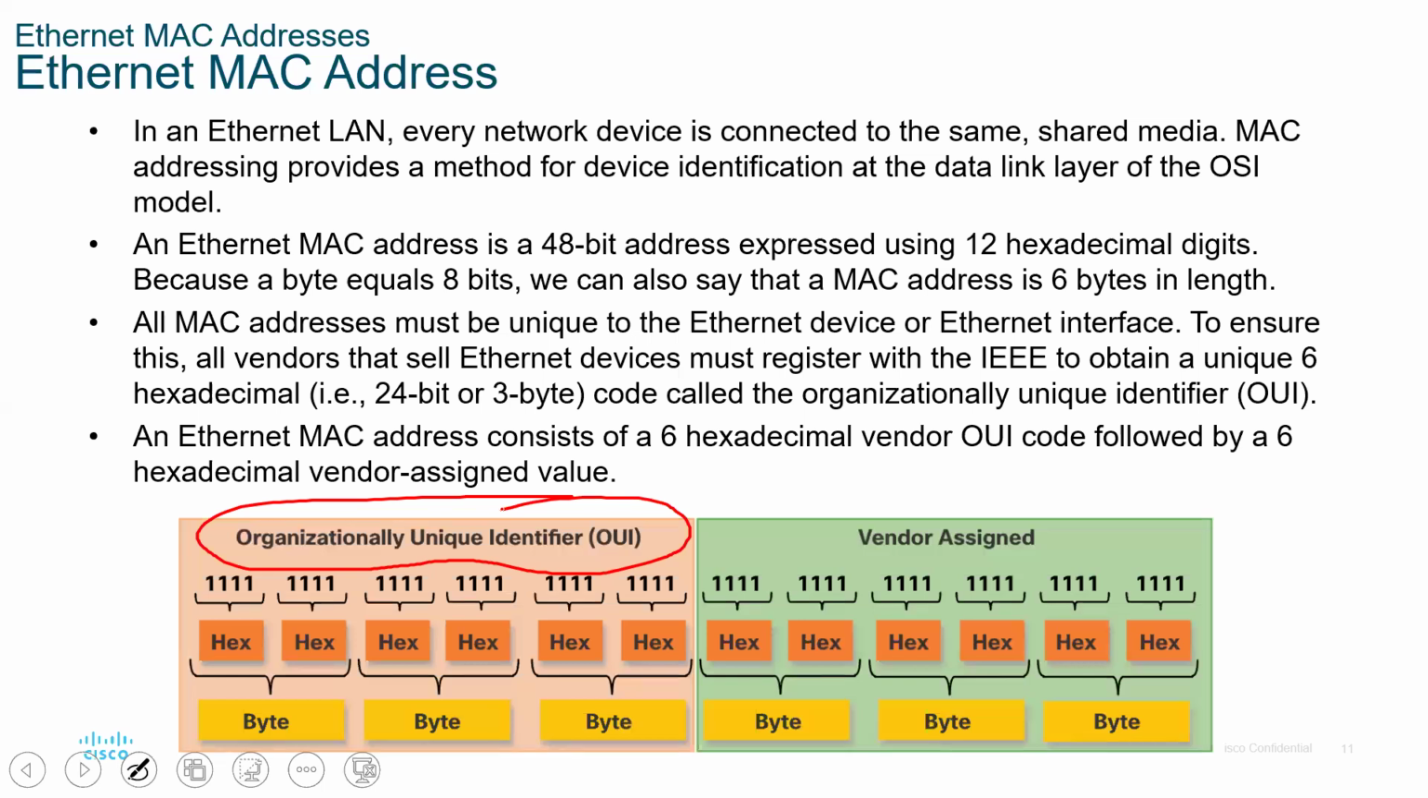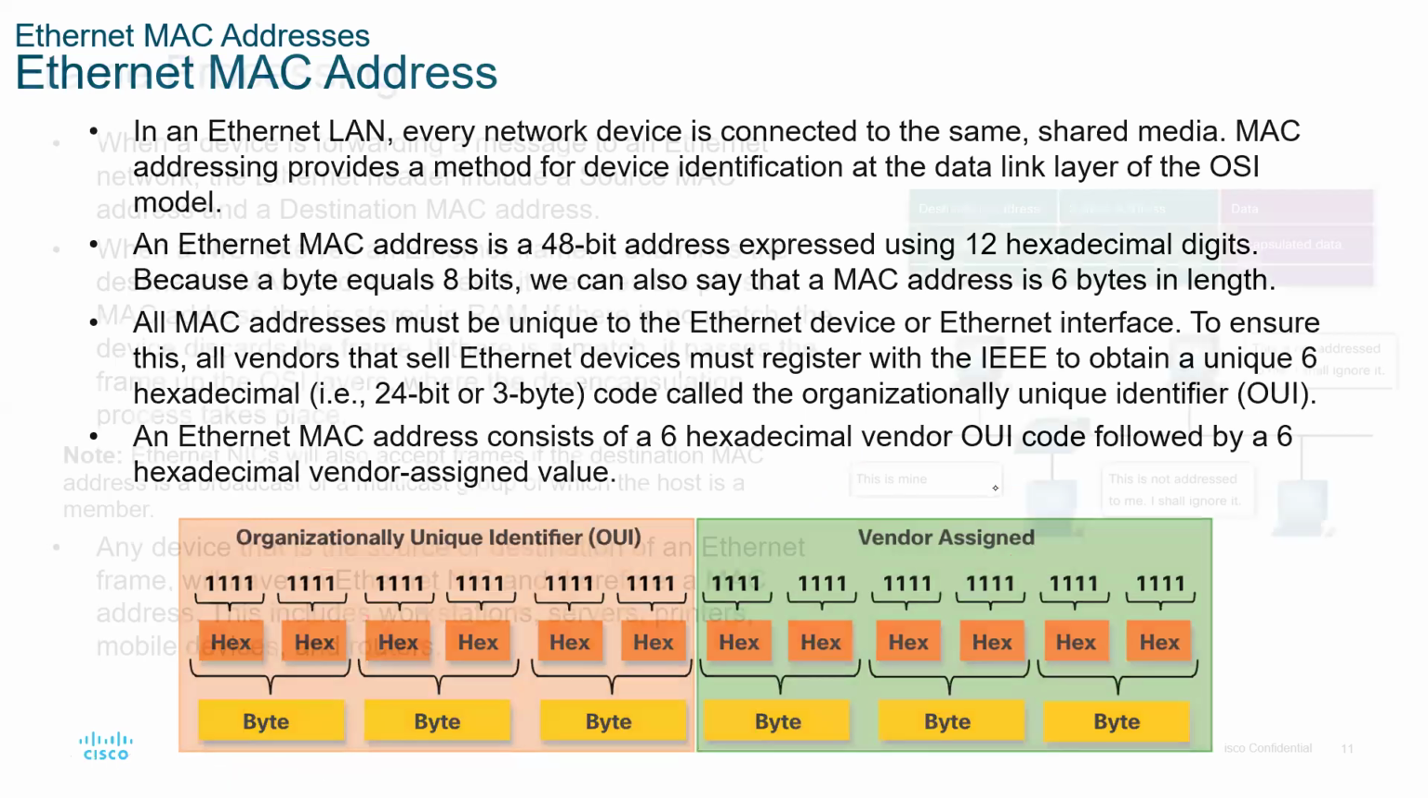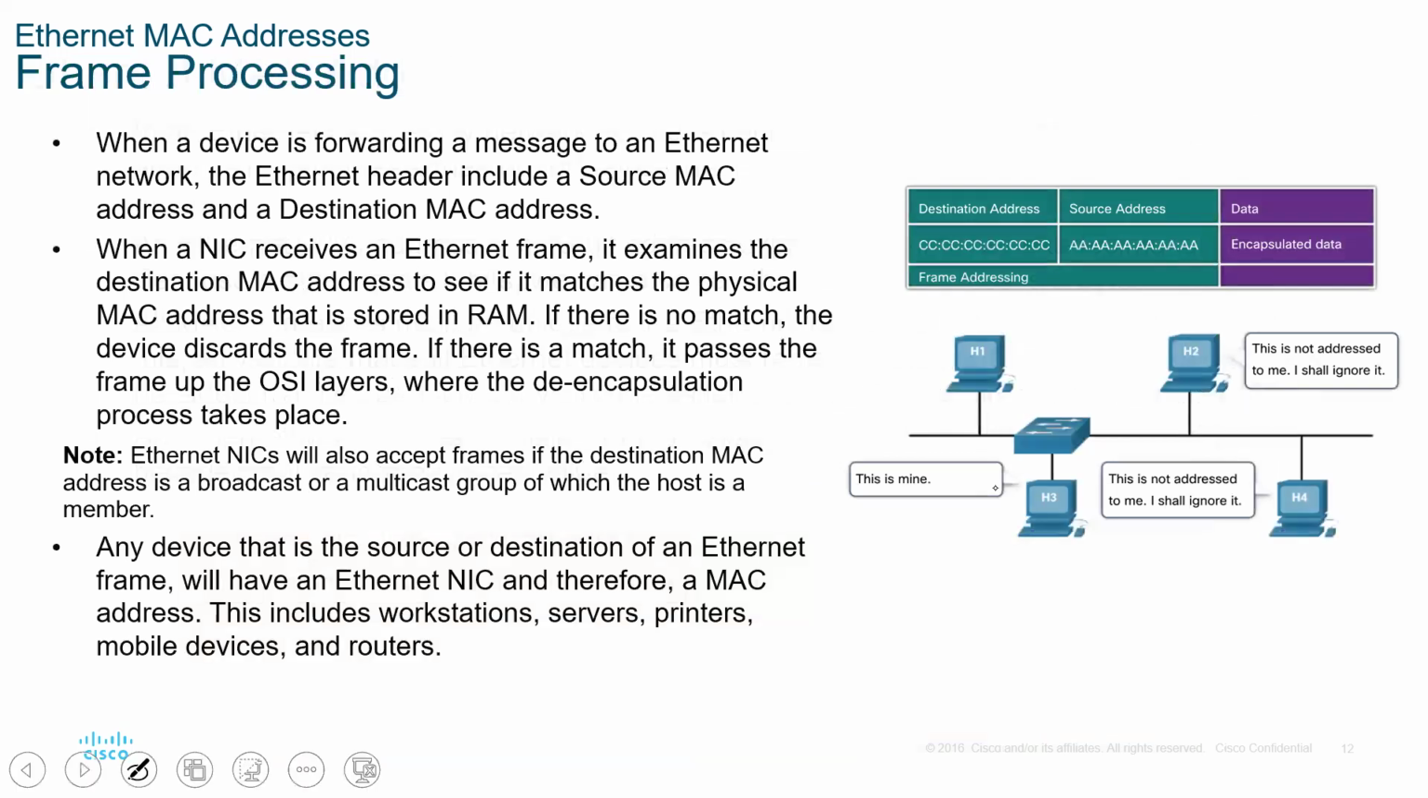Then that vendor will now have its own MAC address that it will assign to the network card. So you see that the MAC address has 12 hexadecimal digits. The first 6 hexadecimal digits talk about the organizational identifier, while the last 6 hexadecimal digits talk about the uniqueness of that particular MAC address.